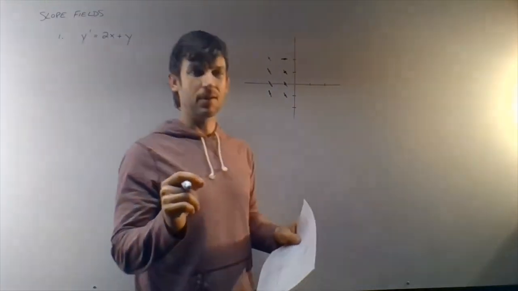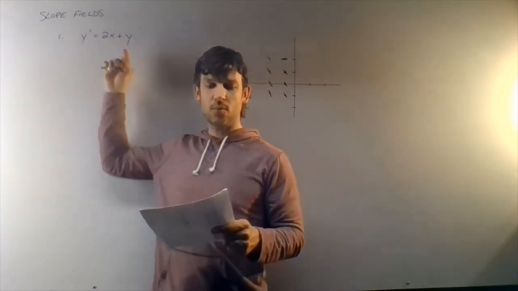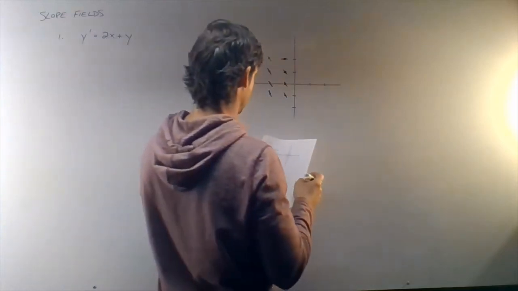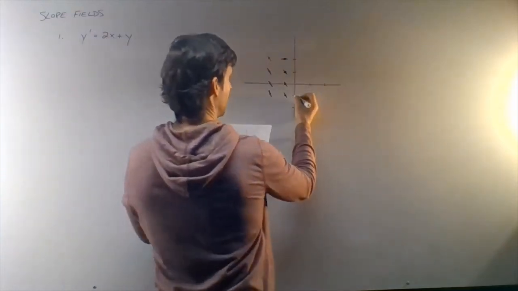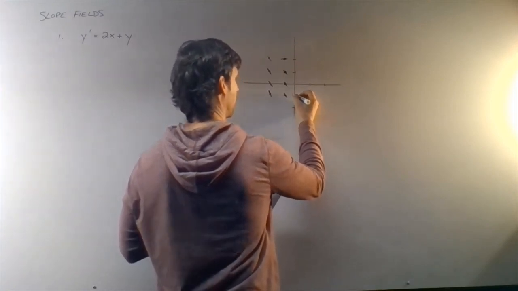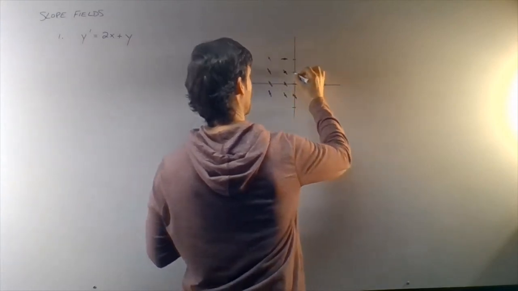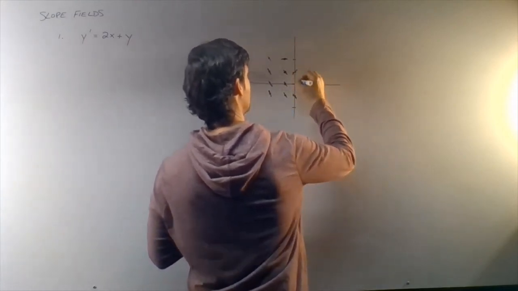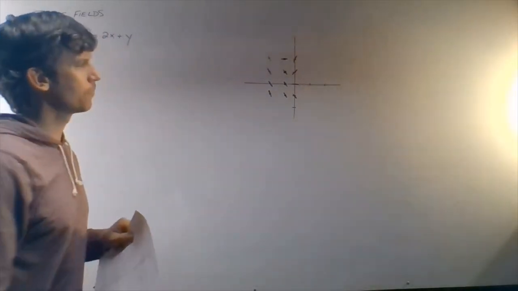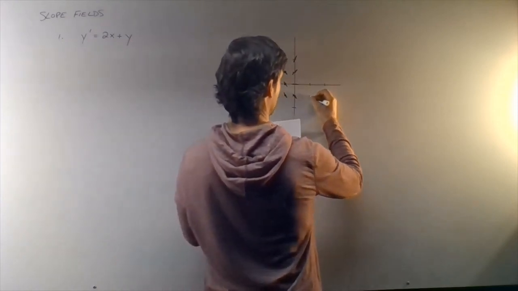All right, I'm going to speed it up a little bit. I'm just plugging these numbers in, doing 2 times the x value plus the y value. So at 0, -1, I get -1. 0, 0, I get 0. 0, 1, I get 1. 0, 2, I get 2. 1, -1, I get 1.